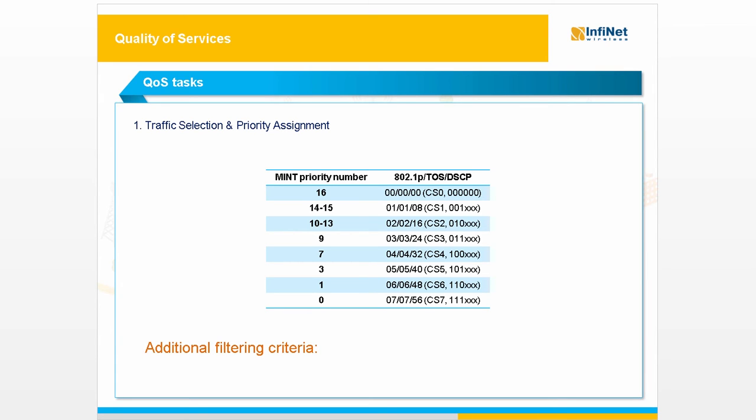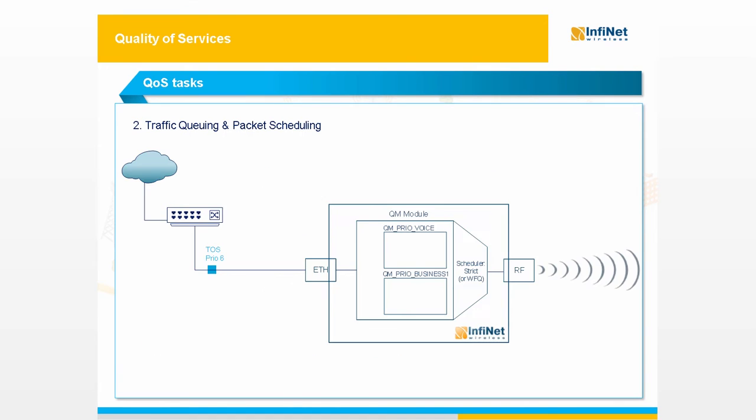Additional traffic selection criteria are available for the InfiNet wireless units, including IP or MAC addresses, VLAN tags, MPLS EXP values, TCP or UDP ports, and custom PCAP expressions. The next task of the QoS is the traffic queuing and packet scheduling. The scheduling techniques determine when a packet shall exit a device based on its assigned priority.